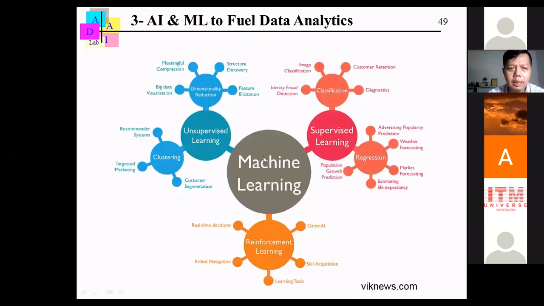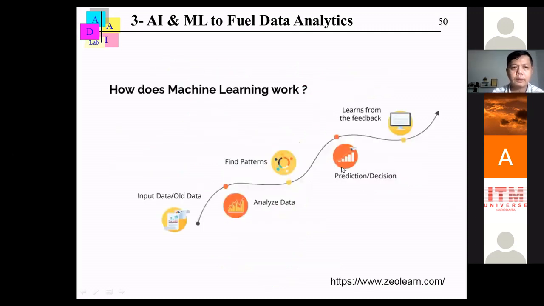And here we see machine learning. We have supervised learning, unsupervised learning, and reinforcement learning. In supervised learning, we have classification or regression, and in unsupervised learning, clustering or dimension reduction. And here the figure describes how machine learning works. From the input data, we find patterns or analyze data and learn from the feedback, prediction, or decision here.